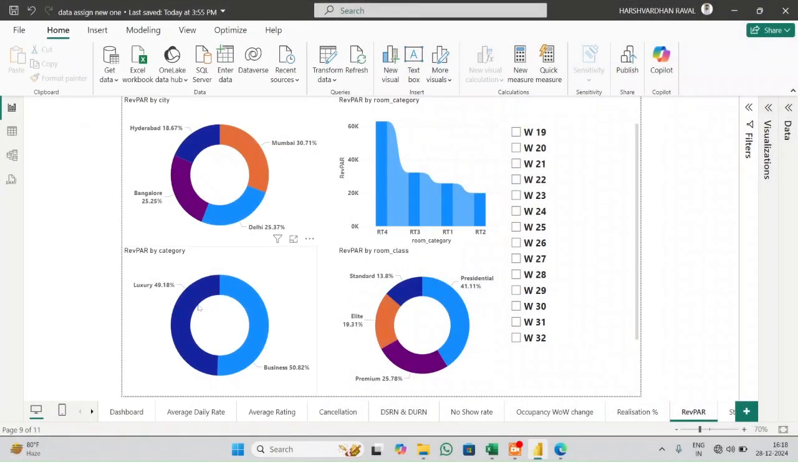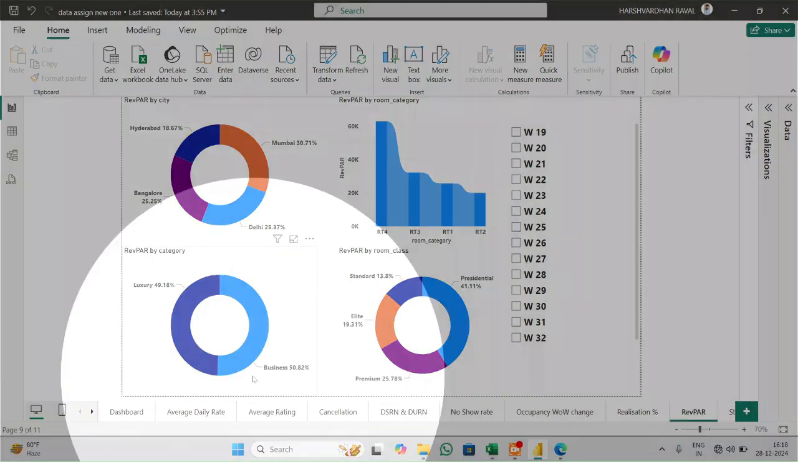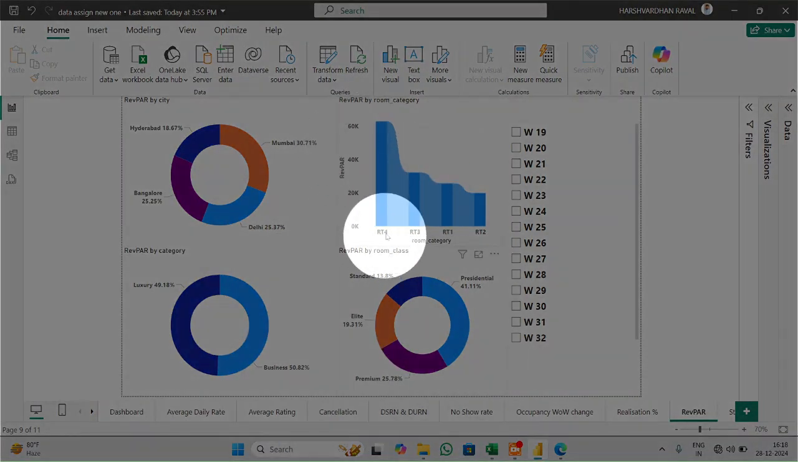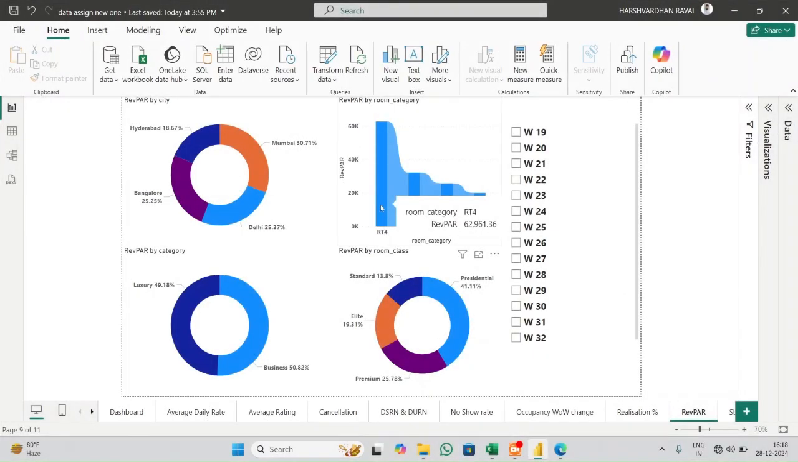Then RevPAR by room category is almost equal for luxury and business. RevPAR by room category is highest for RT4. So the hotel should focus on Mumbai and Hyderabad again in the RT4, and revenue by room class is highest in the presidential room. So RT4 is nothing but presidential. It is just a different way of presenting the information.